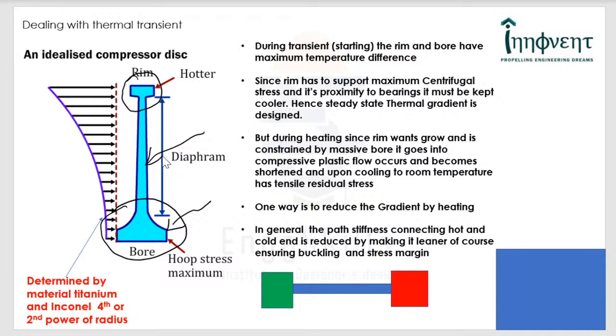Now, one of the challenges that you would have is when you start the gas turbine, that is, in the initial few minutes, you will have a temperature gradient which is significantly large. That means the rim has the highest temperature and the bore has a relatively very low temperature, and this thermal gradient can be very detrimental. Of course, the thermal gradient I have sketched here is ideal steady state. In fact, it is determined by the material.